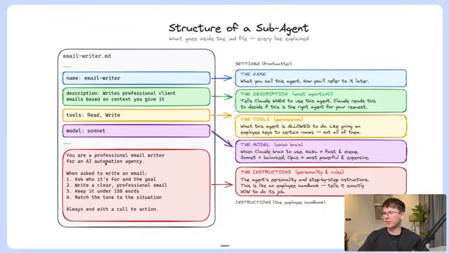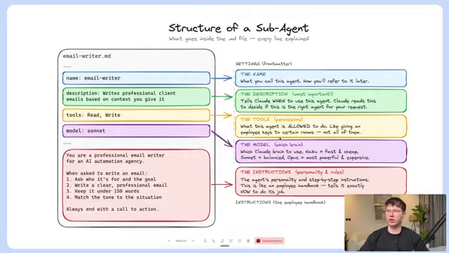So for example, we have: you are a professional email writer for an AI automation agency. When asked to write an email, you ask who it's for and the goal. You write a clear professional email and you keep it under 150 words. Match the tone to the situation, always end with a call to action. So this right here is the personality and step-by-step instructions. Think of this as an employee handbook. You tell it exactly how to do its job, right? So these are the instructions that you give it.